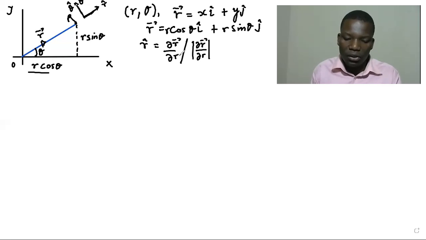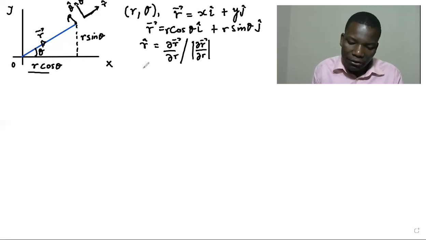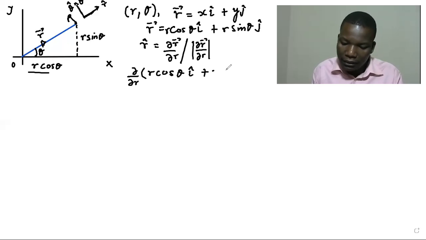So now we need to differentiate the position with respect to its magnitude. Okay, so we have r cos theta plus r sin theta.